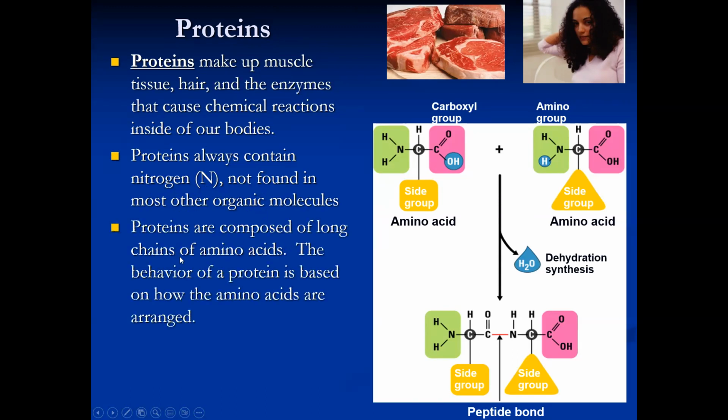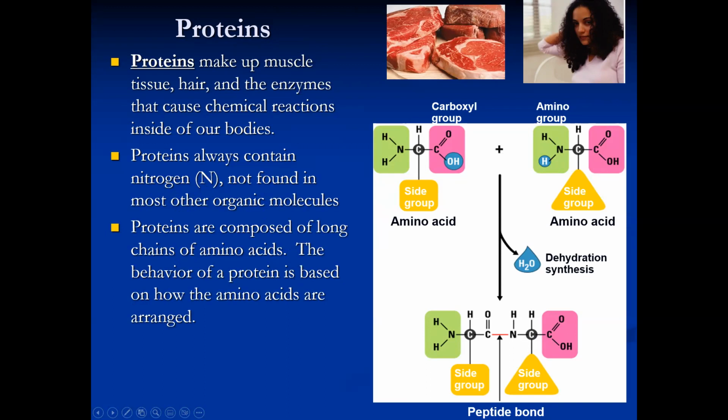Proteins are composed of long chains of amino acids. The behavior of a protein is based on how the amino acids are arranged together. How did we put these 2 amino acids together? There we go, just like we saw before, dehydration synthesis. So now they're connected together.